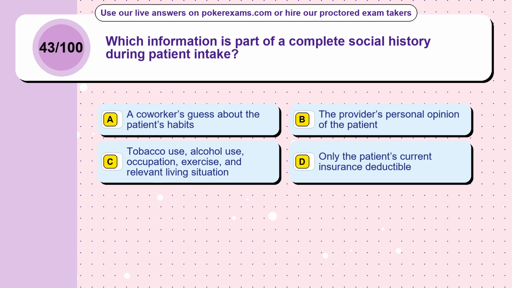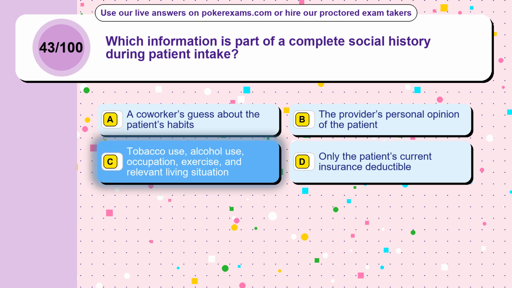Question 43. Which information is part of a complete social history during patient intake? Option A. A coworker's guess about the patient's habits. Option B. The provider's personal opinion of the patient. Option C. Tobacco use, alcohol use, occupation, exercise, and relevant living situation. Option D. Only the patient's current insurance deductible. The correct answer is option C. Tobacco use, alcohol use, occupation, exercise, and relevant living situation.